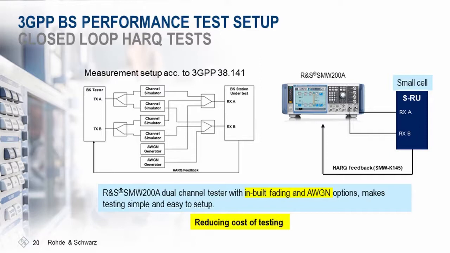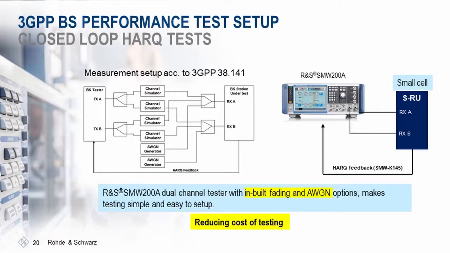So if you look at the measurement setup recommended by the 3GPP, on the left you can see it involves a base station tester, 4 channel simulators, 2 AWGN generators, and then a base station under test, and the inputs are given to the receivers of the base stations. And from the base station under test, there is a HARQ feedback back to the base station tester.